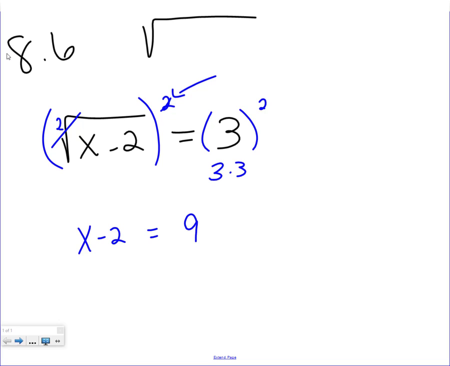Now I just have a simple algebra problem where I do the opposite to move the 2 to the other side, and I find x equals 11. Final answer.